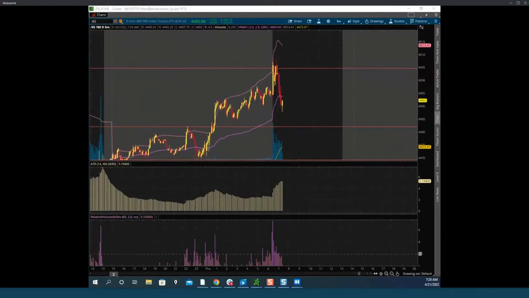You can see here, everything's fractal as far as balance areas. So this is overnight, right? So it's obviously not as important as the regular trading hours, but this was actually at this balance area here.